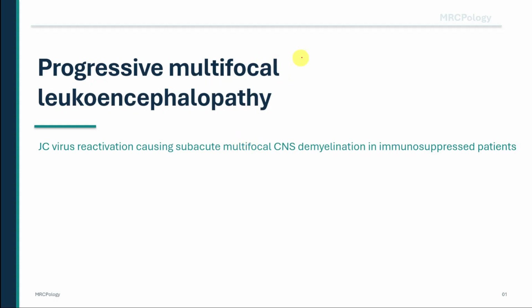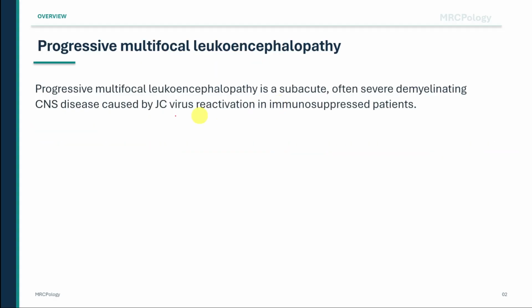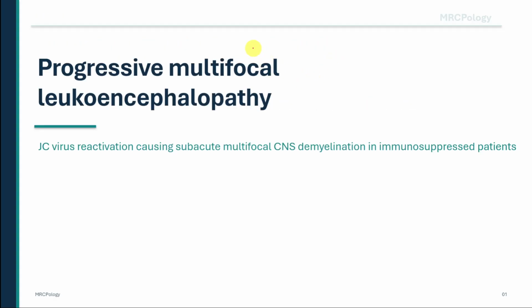Imagine an immunosuppressed patient who develops progressive weakness, visual symptoms, ataxia, or cognitive decline over a few weeks. There is no fever, no meningism, and no dramatic raised intracranial pressure. The MRI shows multifocal white matter lesions, but they do not behave like abscesses or tumors. This is the clinical space where progressive multifocal leukoencephalopathy, or PML, becomes an important MRCP diagnosis.